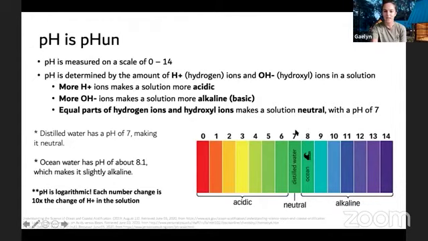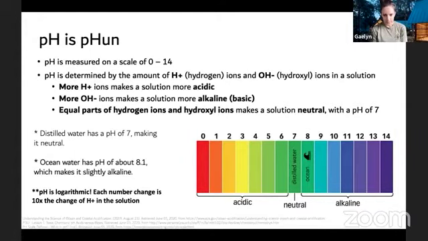So if you were to go from 8 to 7, that's 10. And then it would be 10 times 10 if you were to move 2 spaces. So that's 100 times the difference. So that is a very, very, very big change in your overall acidity or alkalinity of a specific solution.